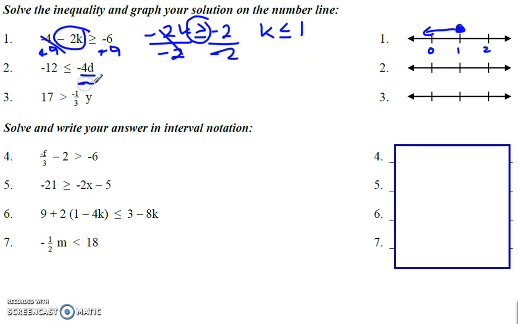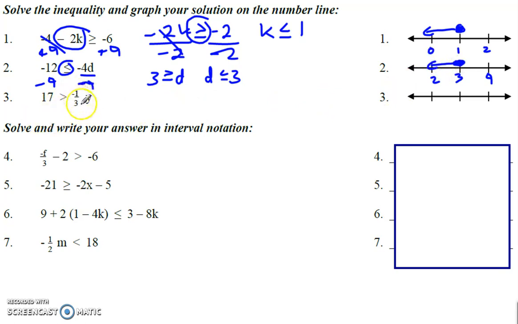Number 2, divide by negative 4. Flip that sign. Negative divided by negative becomes positive, is 3. Flip the sign the other way, and there we have D. Now I want to rewrite that variable on the left side. Flip that sign, 3, there we go. Graph it, 3 in the middle, 4 here, 2 there. And this is going to be a closed circle, less than.